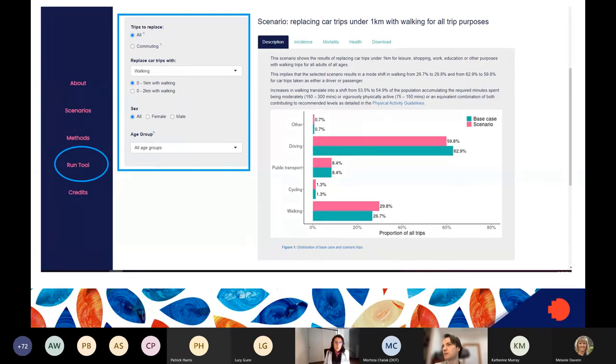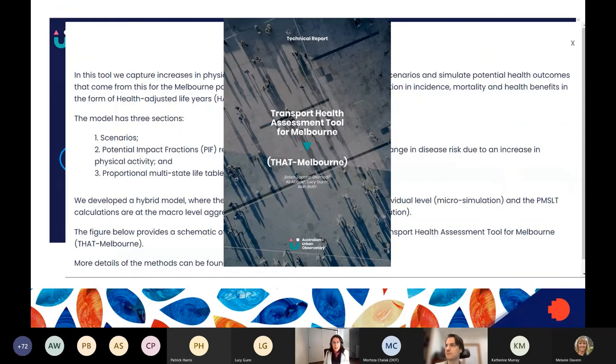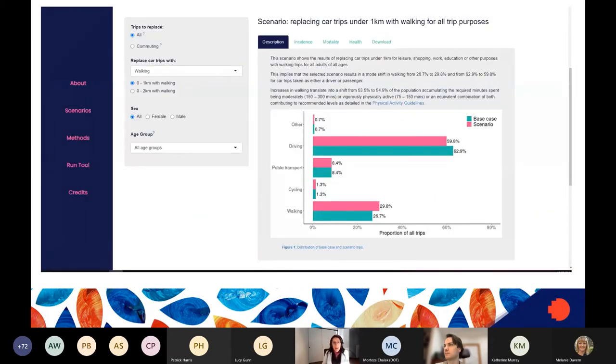And the tool itself. So you need to go to run model. I will just go back one. This might be obvious, but when you go into these windows, you see there is a little cross at the top right. You need to click on that to get out and be able to access other tabs.